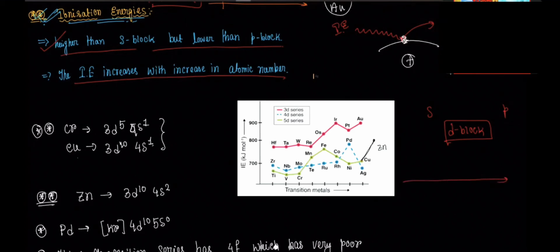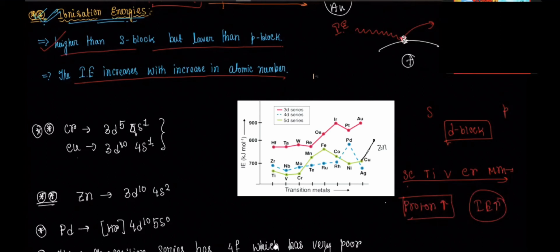So if we move from scandium, let's just write the 3D elements. Scandium, titanium, then vanadium, then chromium, then manganese. Over here, when I'm moving from left to right, the number of electrons are increasing, which means the number of protons are increasing because the atomic number is increasing. If the number of protons are increasing, nuclear charge would increase. So as a result, the size would decrease and the ionization energy should increase.